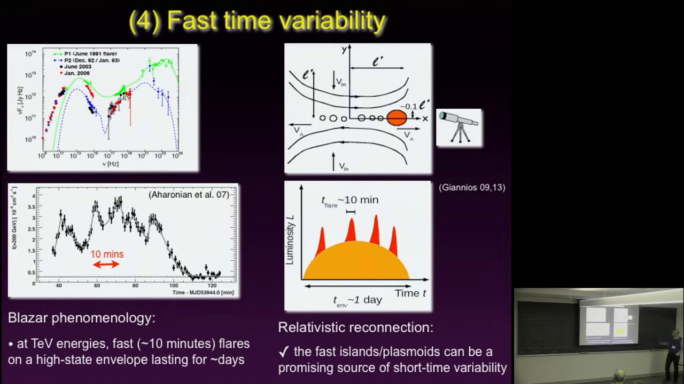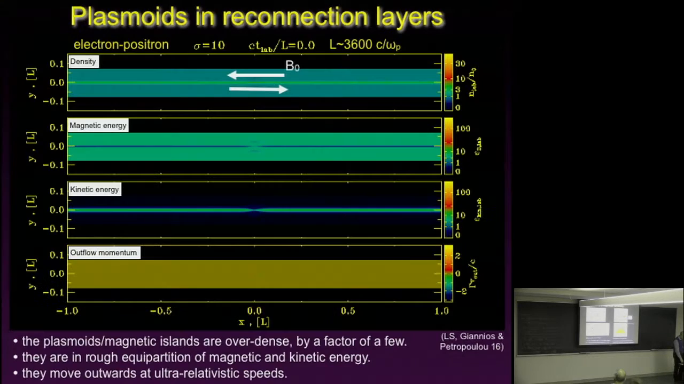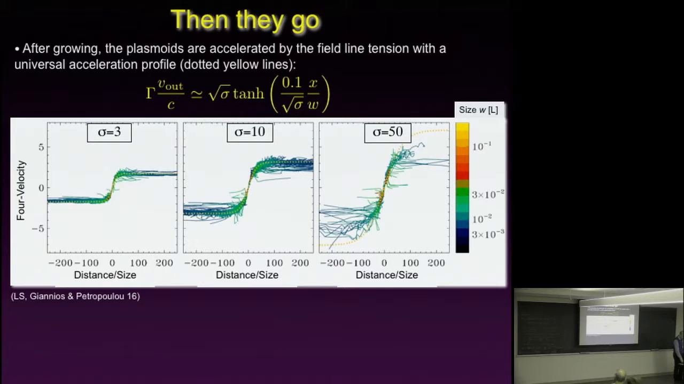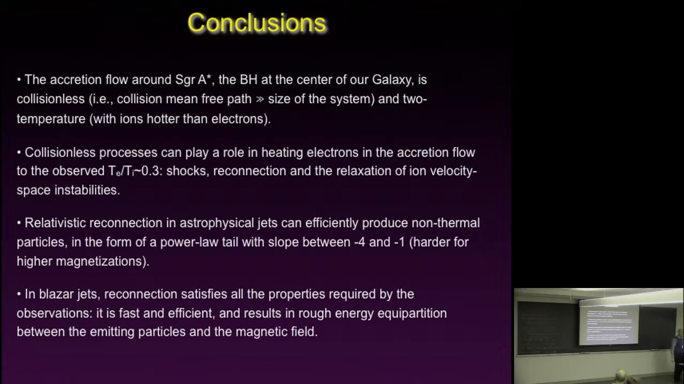quantitative work in progress. The basic idea is that there are individual structures in the current sheets, these plasmoids that you were seeing in the movie, these small magnetic islands. When they're moving relativistically towards the observer, they can give very fast time variability on a 10-minute timescale, even shorter than the light crossing time of the black hole horizon. This is a justification for the time variability, but my time is also up, so I'll just conclude. Thank you very much. So let me just give three bullet points.